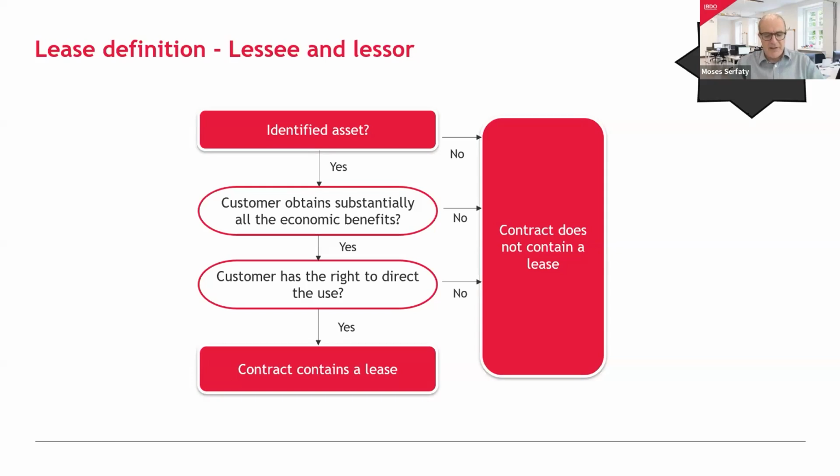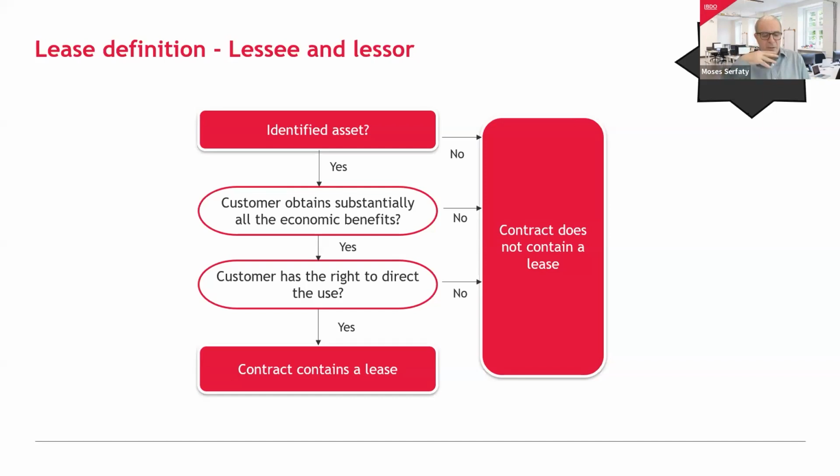The other two tests are, does the customer, or the lessee, obtain substantially all the economic benefits? If you can answer yes to that, do you then have the right to direct the use of the asset? If you answer yes to that, you have a lease. If you answer no to any of the three questions, you don't have a lease.